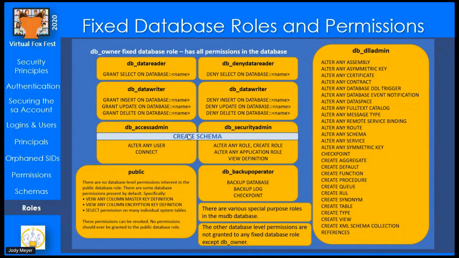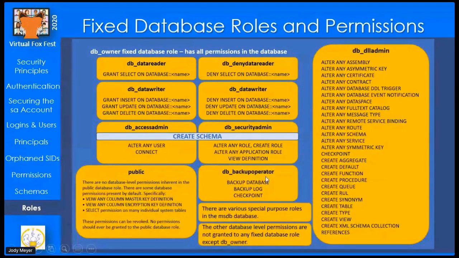The fixed database roles: data reader, I can read the data. DB writer, I can write to the data, and you can see where it says grant insert, grant update, grant delete. You can deny a selection on a database or table. Same way with data writer. It looks like I duplicated, so I'll have to look at that. So we have access here. The DB access admin can create a schema.